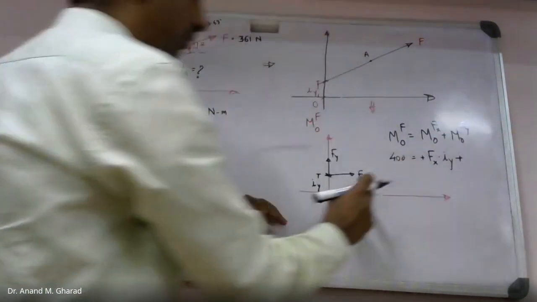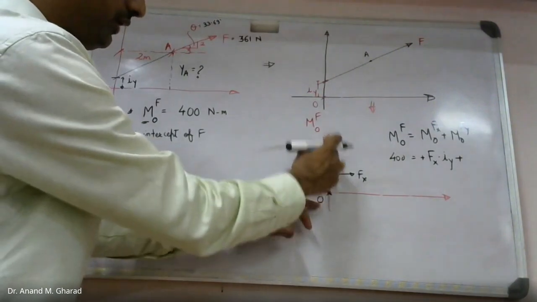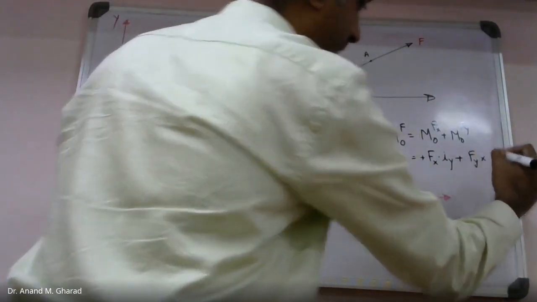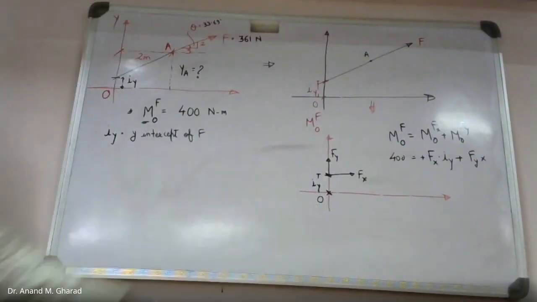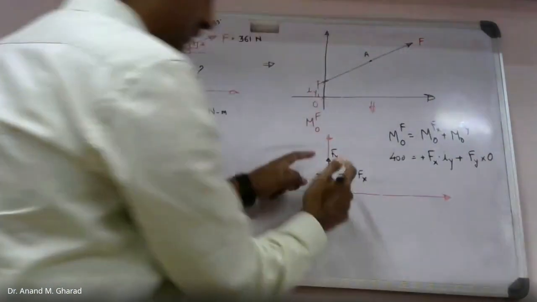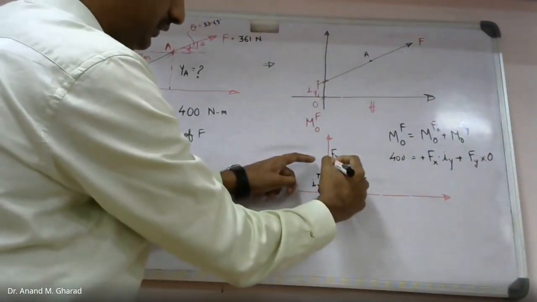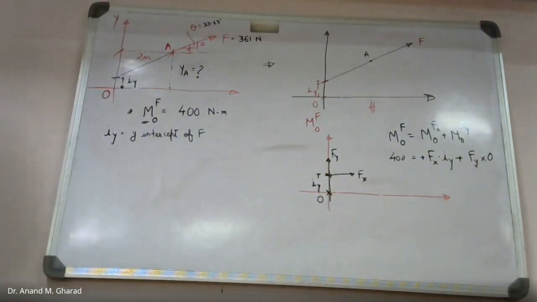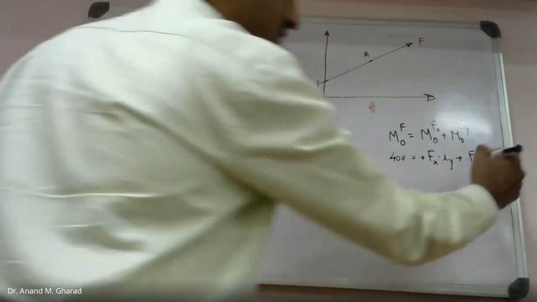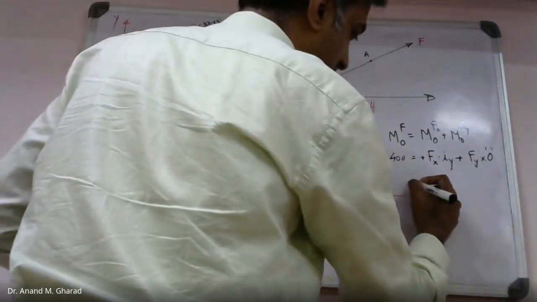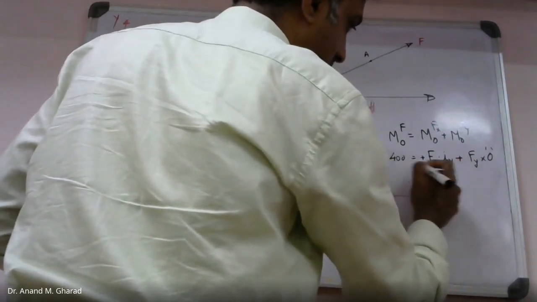What about moment about point O due to Fy? What should be the perpendicular distance in this case? 0. Excellent. Because this Fy, if you extend the line of action of this force Fy, it is passing through the moment center. Therefore this distance is 0. There is no perpendicular distance. And a simple equation comes out.